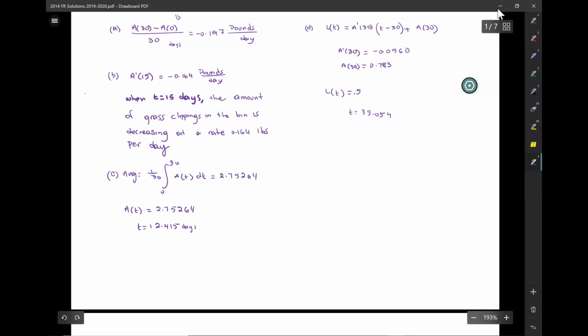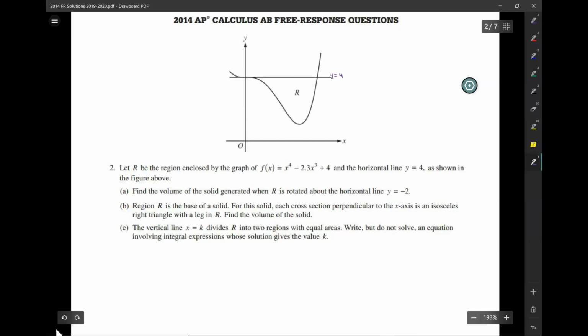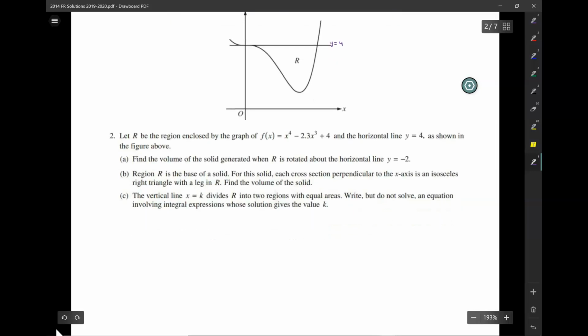While you're writing that down, let R be the region enclosed by the graph of this function and the horizontal line y equals 4. So presumably this is y equals 4. Find the volume of the solid generated when R is rotated about the horizontal line y equals -2. So right over there. Okay, we can do this because we just say that the volume is pi.